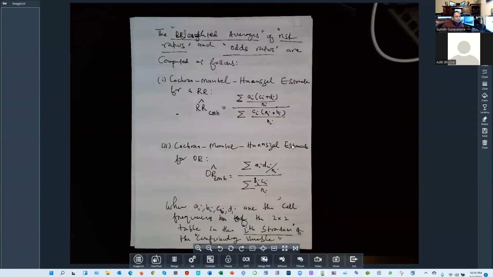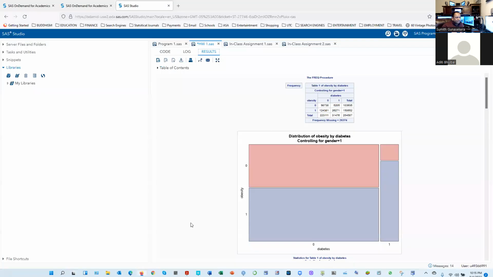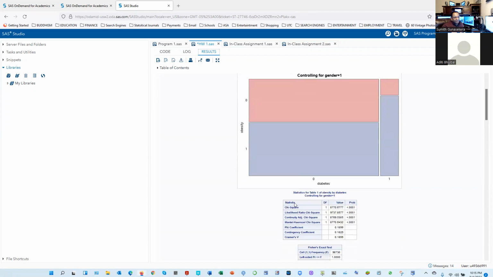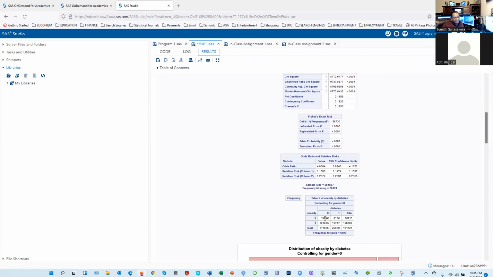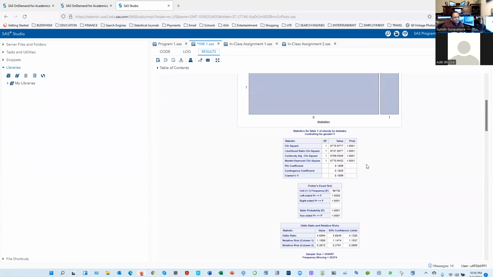If you need the OR, you do the same thing. Ai, Di, Ni for the female table, you go to here, this is what I'm talking about. You go to this table. This is your A female, B female, C female, D female, like that. And the same way, this is for the male, this is for gender zero. That means A for male, B for male, C for male, D for male. So you plug in these values, and then simplify.